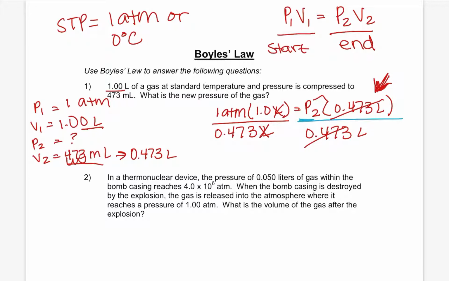So 1 ATM times 1 is going to give you 1 divided by 0.473 ATM. When you plug that into your calculator, you will get 2.11 ATM as your pressure two.